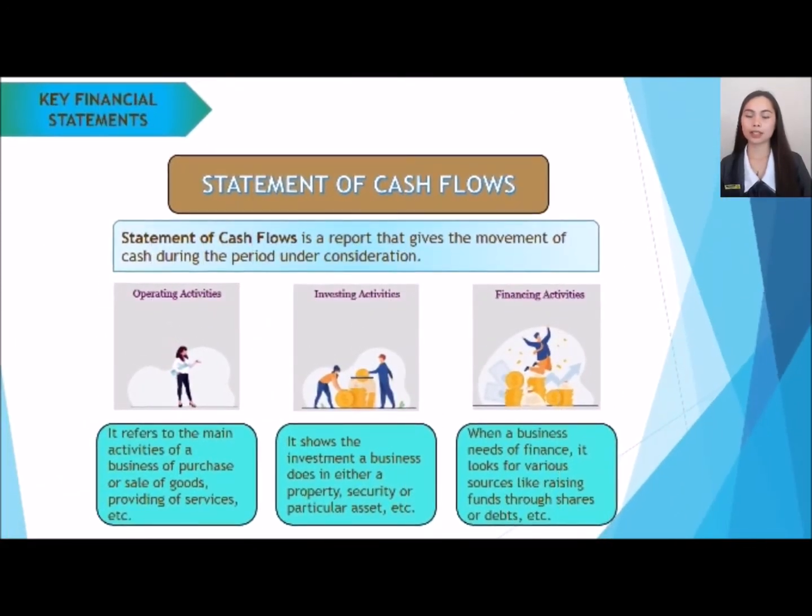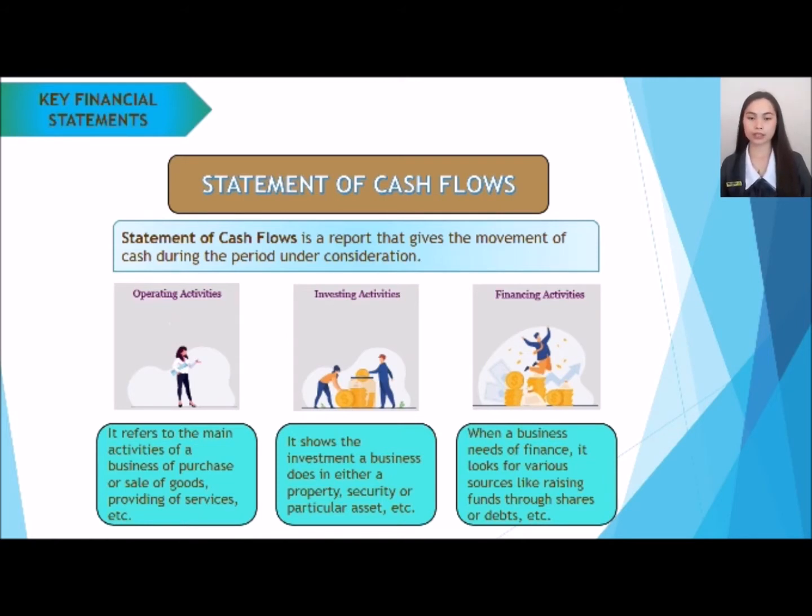And lastly, the statement of cash flows. The statement of cash flows is a report that gives the movement of cash during the period under consideration. There are three classifications of the statement of cash flows. You have the operating activities, investing activities, and financing activities. Operating activities refers to the main activities of a business, such as purchase or sale of goods, providing of services, etc. For example, a sale or purchase of goods, and then depreciation.